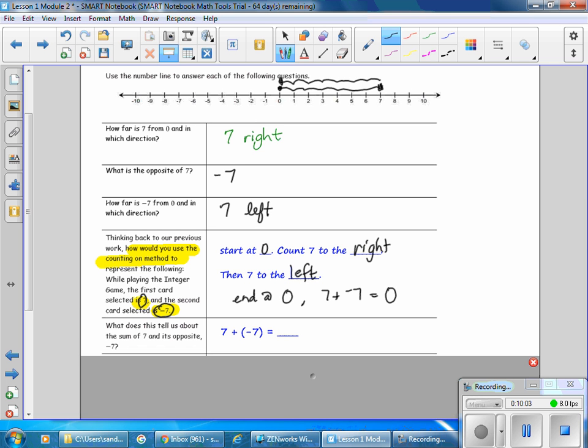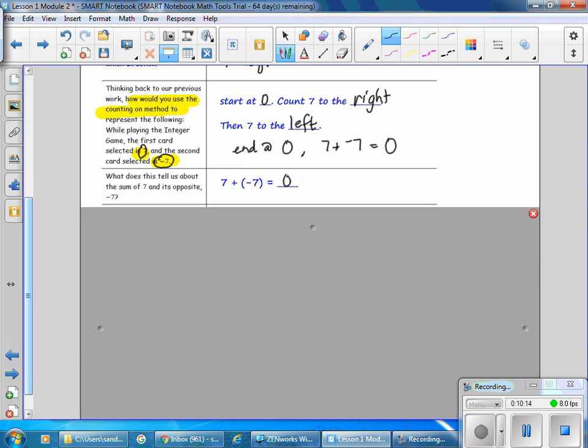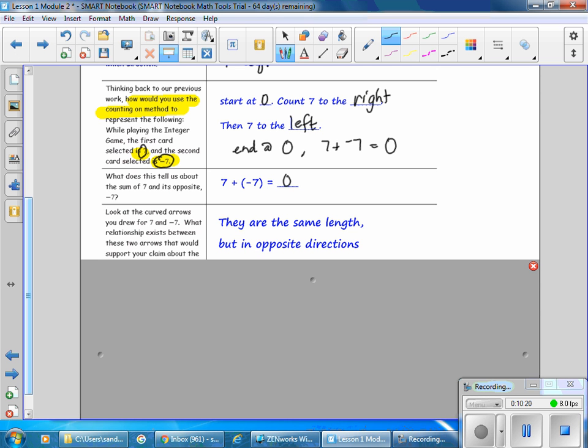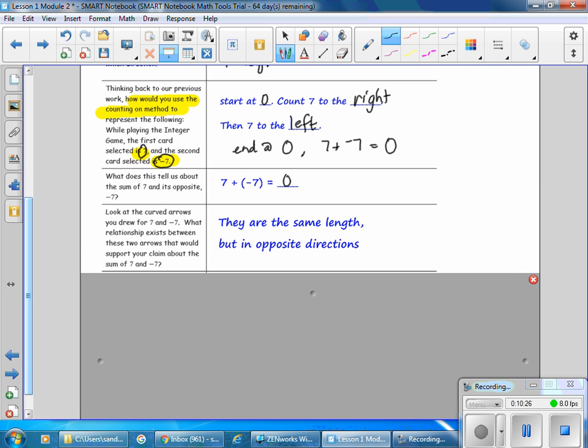What does this tell us about the sum of 7 and its opposite, negative 7? 7 plus negative 7 equals 0. Look at the curved arrows you drew for 7 and negative 7. What relationship exists between these two arrows that would support your claim about the sum of 7 and negative 7? They are the same lengths, but in opposite directions. 7 and negative 7 are the same length, but in opposite directions.